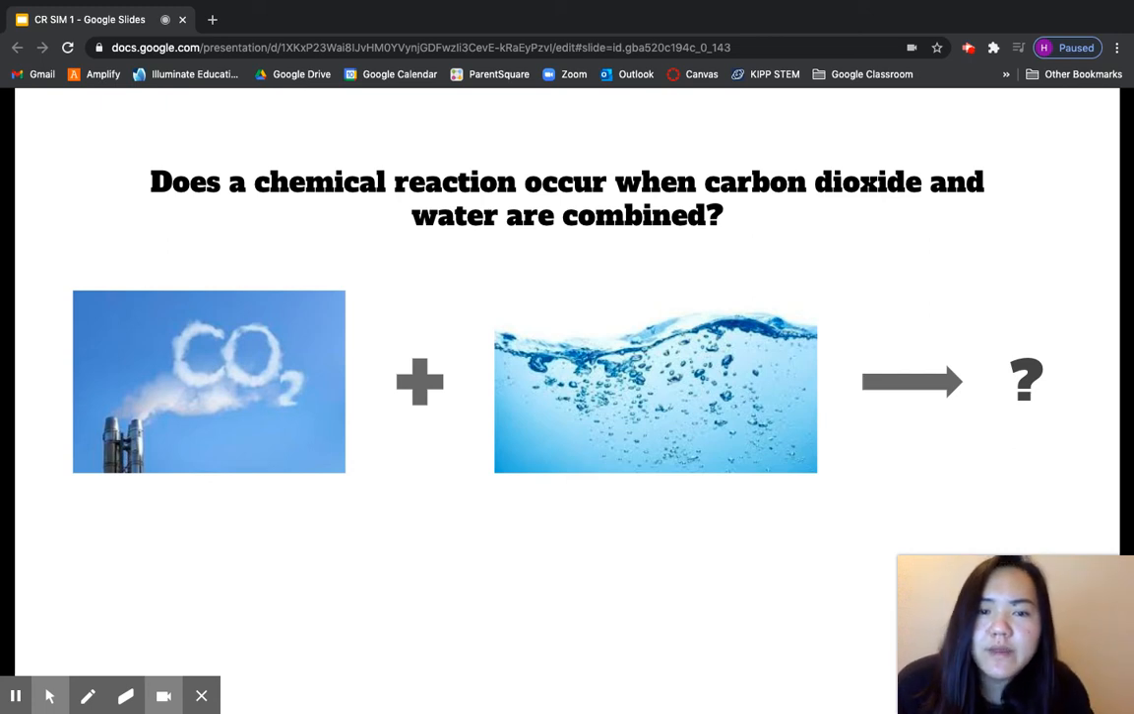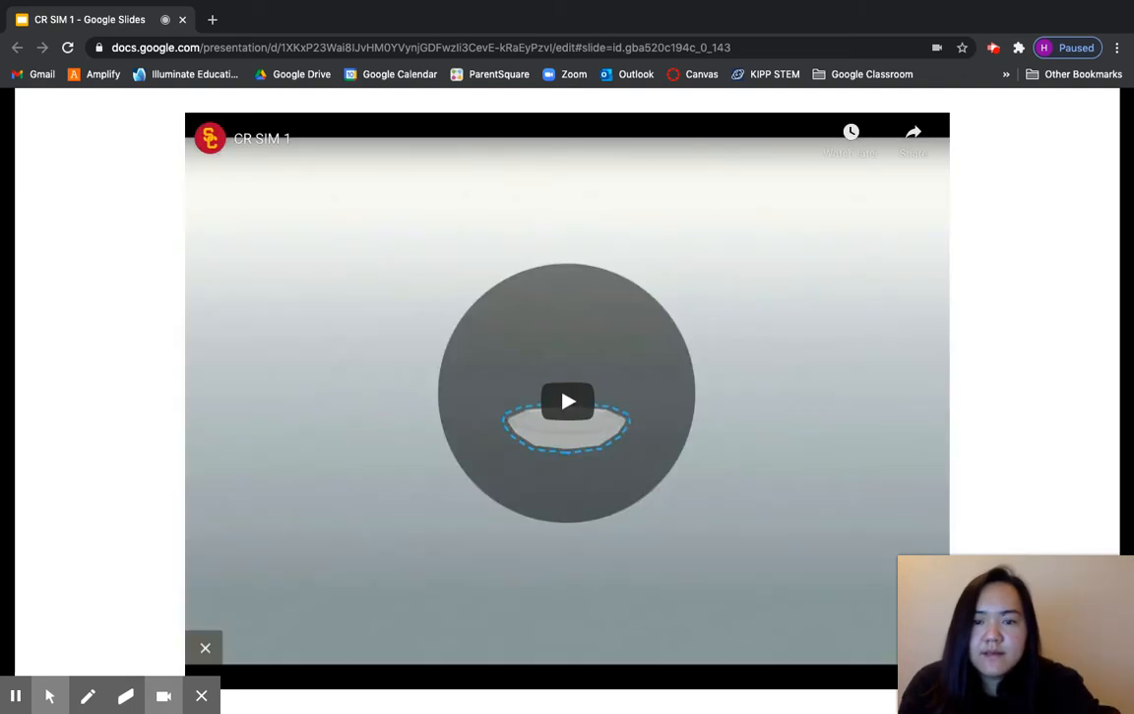What happens when you combine carbon dioxide and water? That's the question we're going to use the sim to figure out the answer to. And because I can't show you the atoms, they're too tiny, we're going to use the sim as a model.